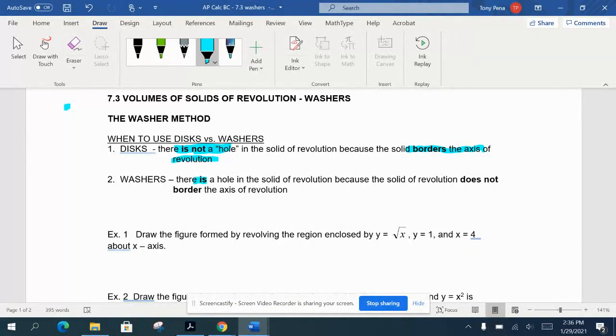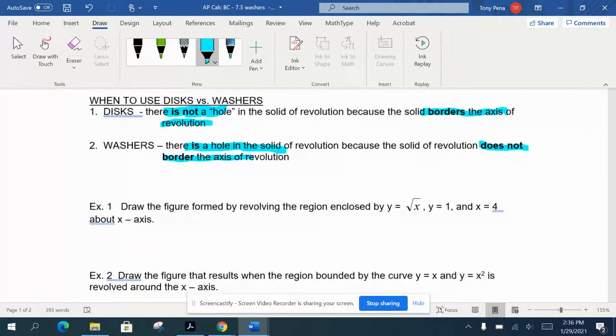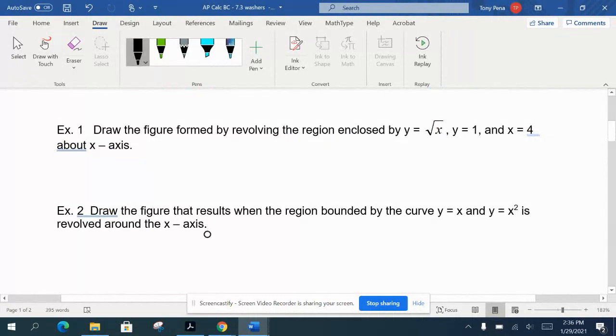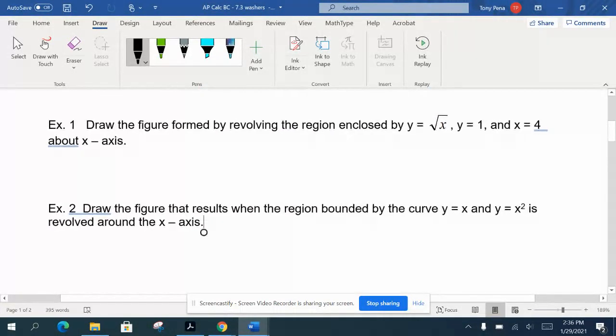A washer, there is going to be a hole. And that is because the solid of revolution does not border the axis of revolution. Okay, so that's why we're going to have to be able to do something different than just the disk method, which is a solid circle. So the first couple here, all I'm going to have you do is sketch these in so we can see what this means. Then we'll actually do some of these below and on the back page.